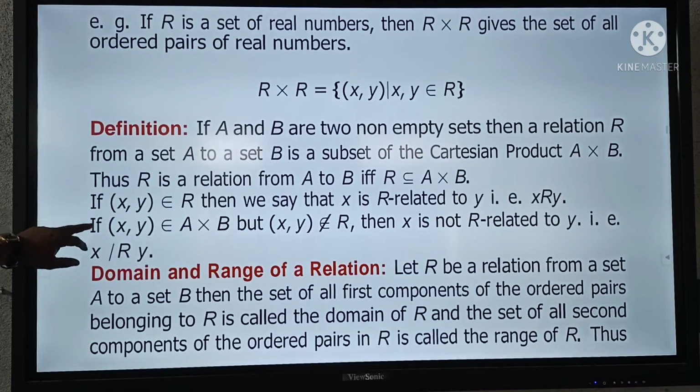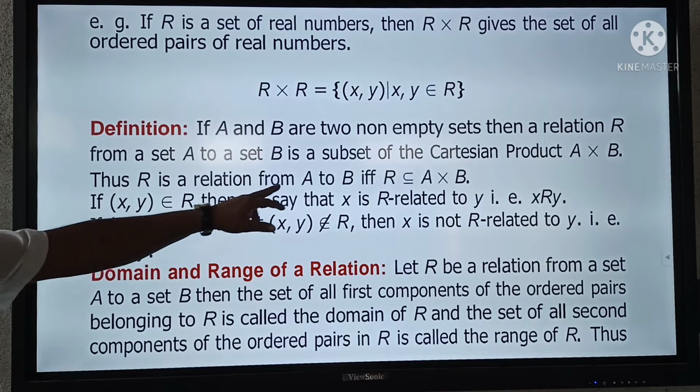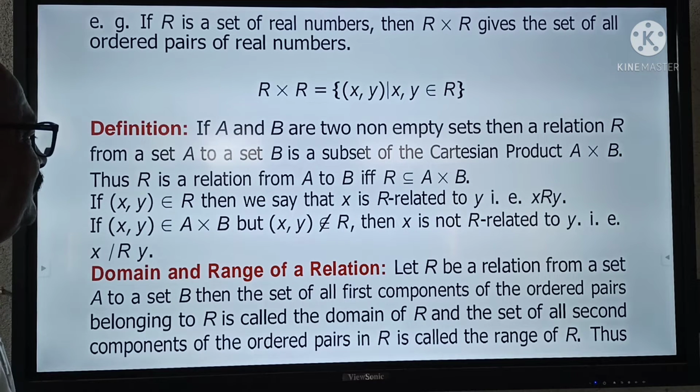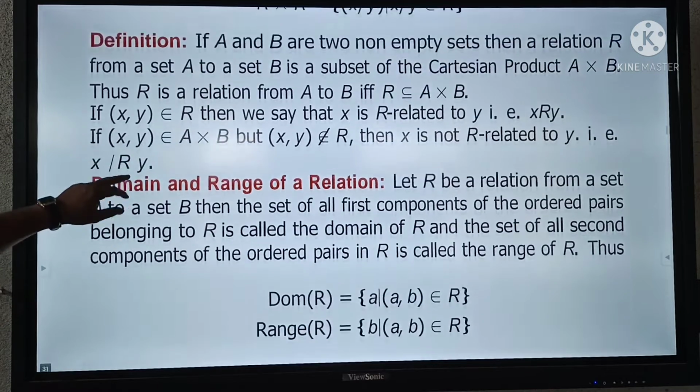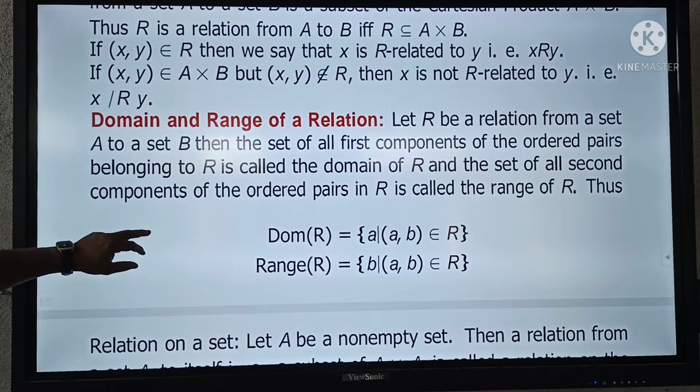So the definition: if A and B are two non-empty sets, then a relation R from set A to set B is a subset of the Cartesian product A cross B. A relation from A to B is a subset of this A cross B. So R is a relation from A to B if and only if R is a subset of A cross B. So what is meant by relation? We have studied in the previous paper.